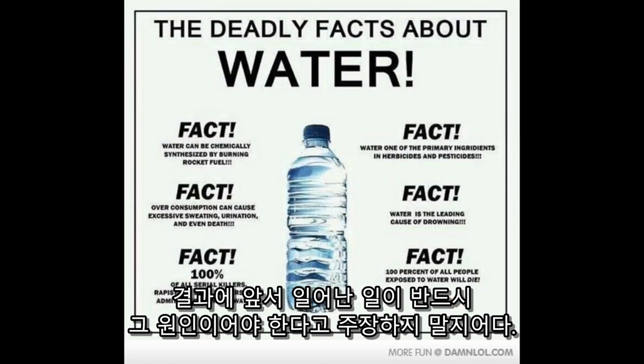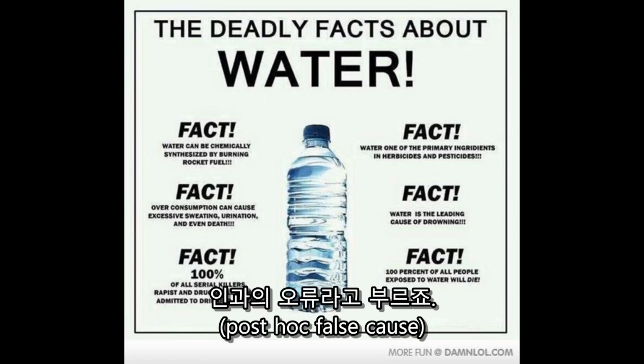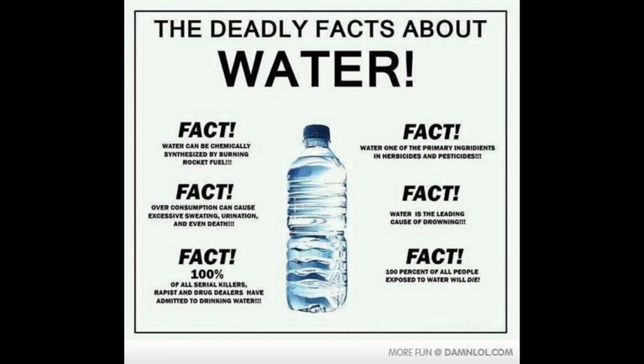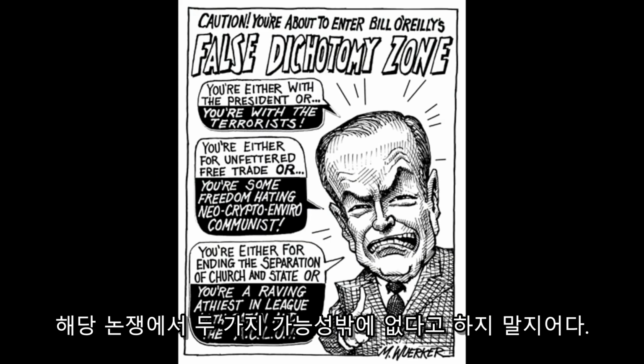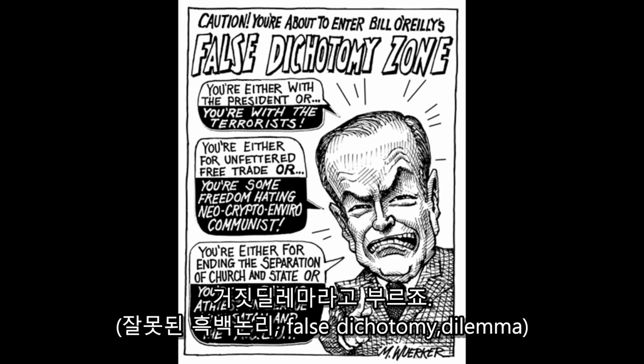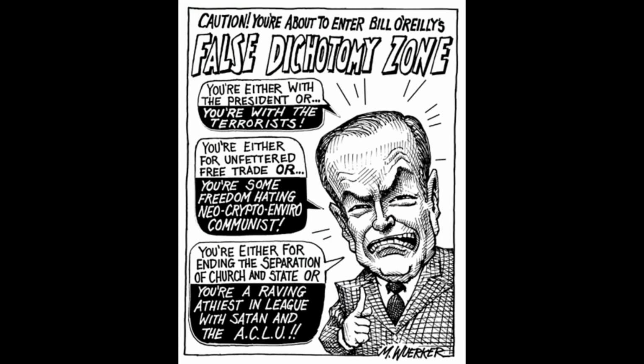Number 5, thou shalt not claim that because something occurred before, it must be the cause. That's what they call post hoc false cause. Number 6, thou shalt not reduce the argument down to 2 possibilities. That's what they call a false dichotomy. That happens a lot too.